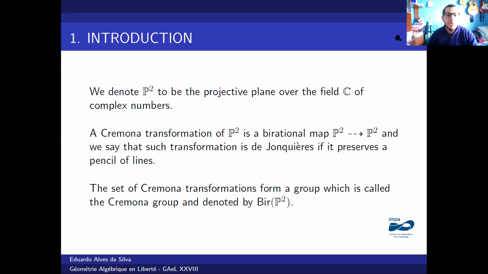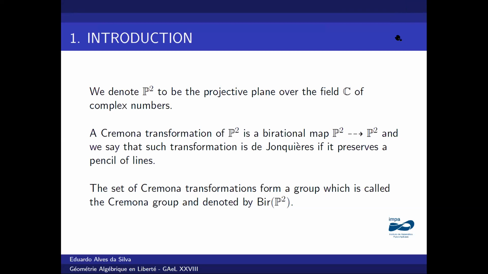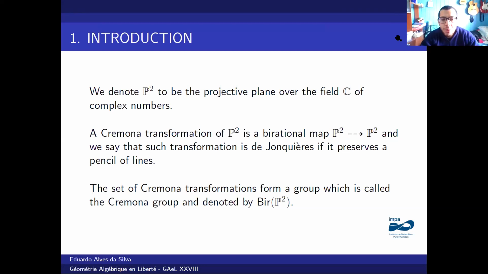These notions of Cremona transformation and Cremona group also work for the n-dimensional case. The study of the Cremona group has been a very active area in algebraic geometry. And recently, some questions like the simplicity or non-simplicity of the plane Cremona group were answered in 2006.